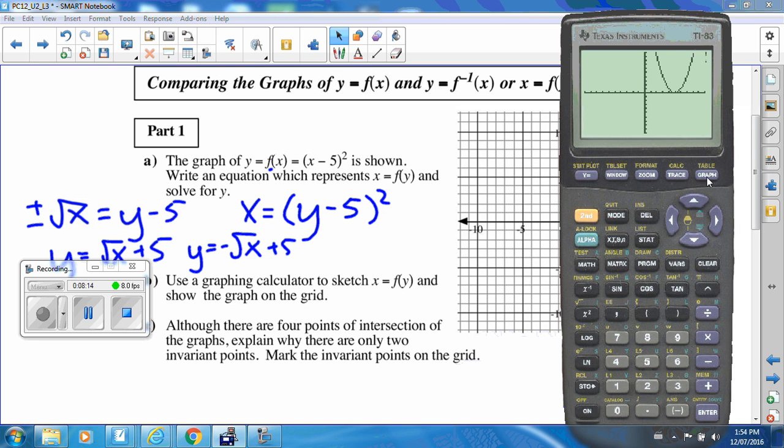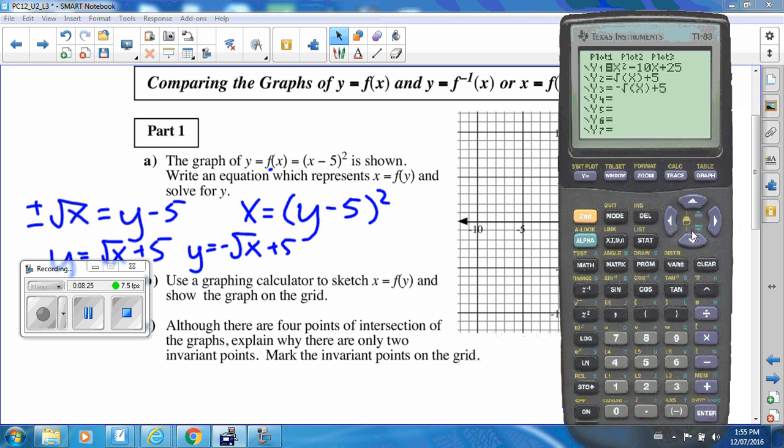So there's my original, there's my inverse. Now there's actually another really good way of doing this. Here I actually had to put this into 2 places because the inverse isn't a function. But we'll talk more about that later.